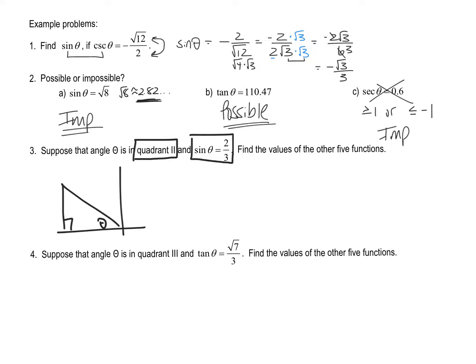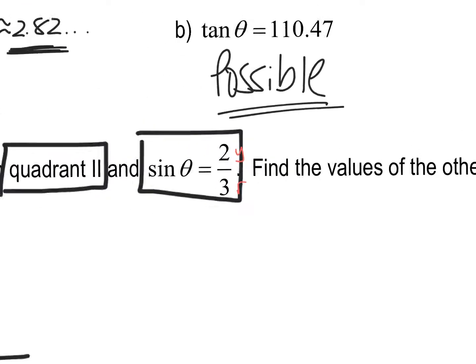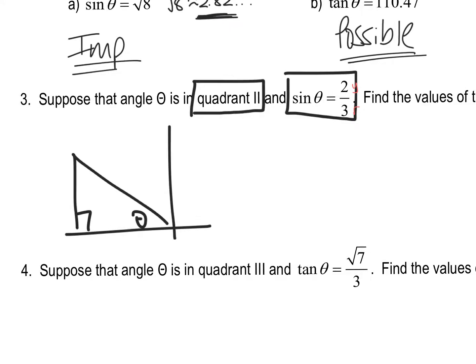Here's my theta. And the fact that sine is 2/3, remember that the sine is the y value over the r value. So that means I know where the 2 goes. It goes here. And I know that the radius, the r value, is 3. So I have 2/3 of my triangle figured out. And then remember that you can always come up with that third side because of the Pythagorean theorem. And it's radical 5.